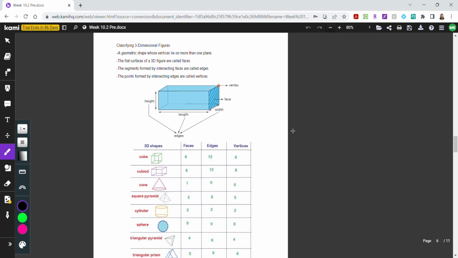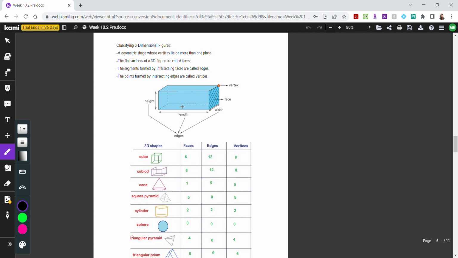Alrighties. Now the next thing that we have is classifying three-dimensional figures. Essentially, a three-dimensional figure, or a 3D shape, is a geometric shape whose vertices lie on more than one plane. Normally it's on the X, Y, and Z plane. The flat surfaces of a 3D figure, like this one here, are called faces.